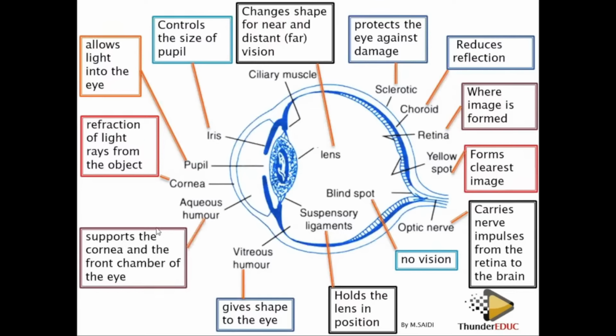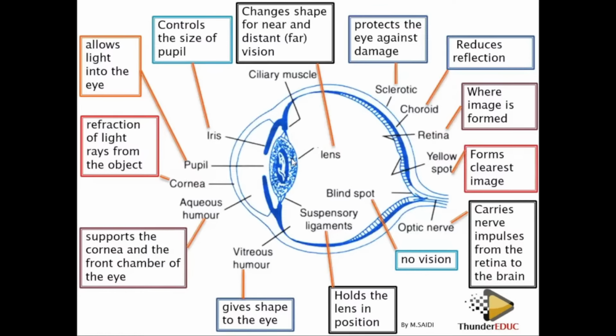Then lastly, we have what's called the aqueous humor. The aqueous humor is found in front. It's very important in supporting the cornea and also the front chamber of the eye, because it's also fluid-like. So it helps everything stay in shape or in position. And it also balances pressure. If there is pressure on this side, then it should be balanced by the fluid on this side.